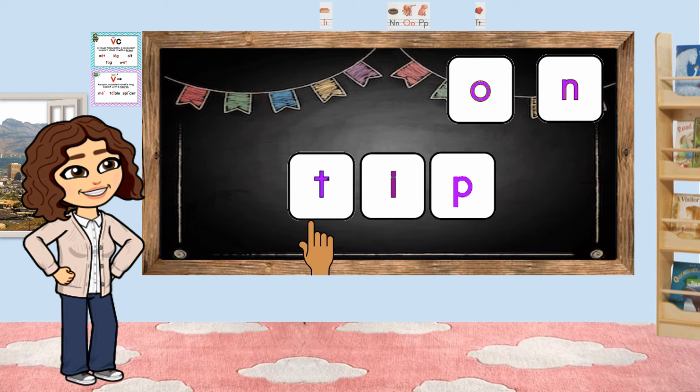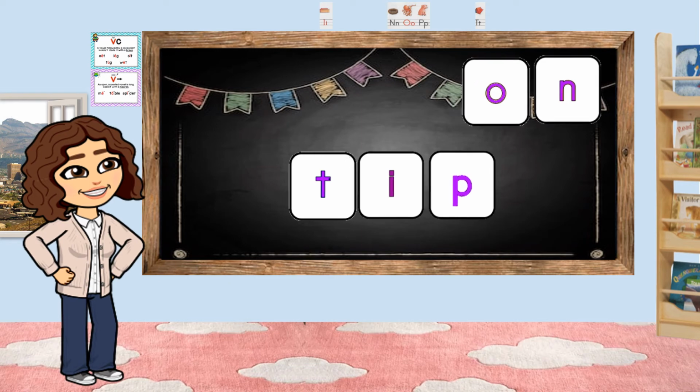All right, let's do it again a little faster this time. T, I, P. And one more time, a little faster. Tip. This is the word tip, like we skywrite with the tip of our finger. Good job, boys and girls. Let's see what we're going to make next.